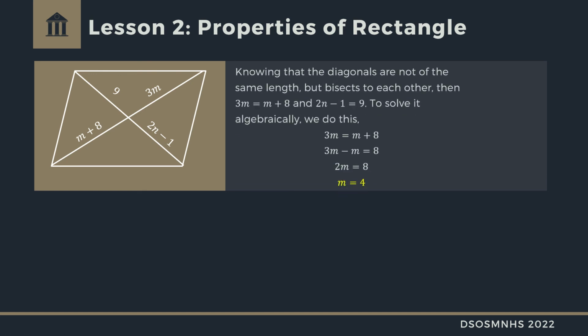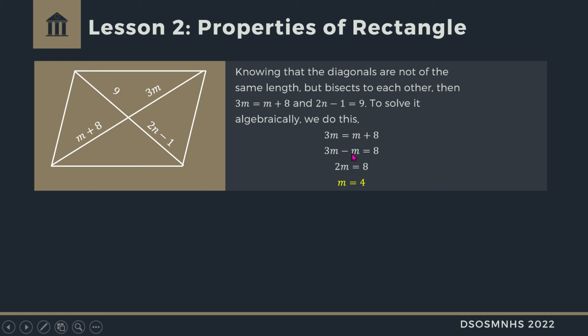Knowing that the diagonals are not of the same length but bisect each other, then 3m is equal to m plus 8, while 2n minus 1 is equal to 9. To solve algebraically, we do this. 3m is equal to m plus 8. Then we group the variables m. The positive m moves to the left side, it becomes minus m.